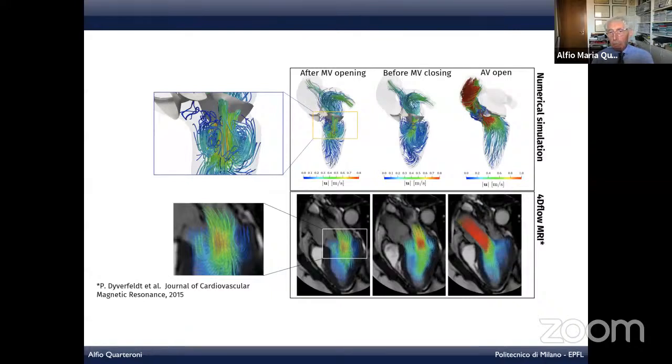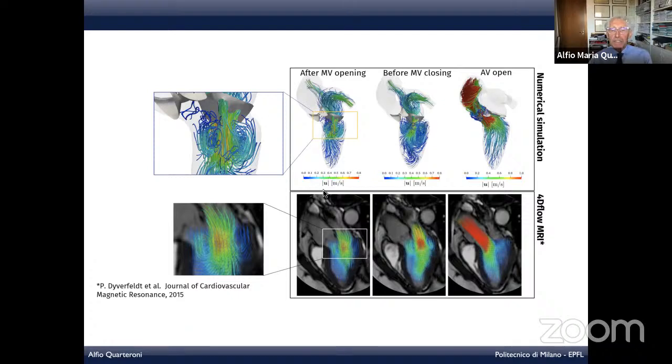Now, you have a different perspective here when you see the complete left heart. You see then the atrium and the ventricle, and we see 3 different phases. What you see on the upper part is numerical simulation. On the lower part is 4D flow MRI, what is called 4D flow MRI. 4D means 3-dimensional in space, and we have an additional dimension in time. And you see here 2 different phases.